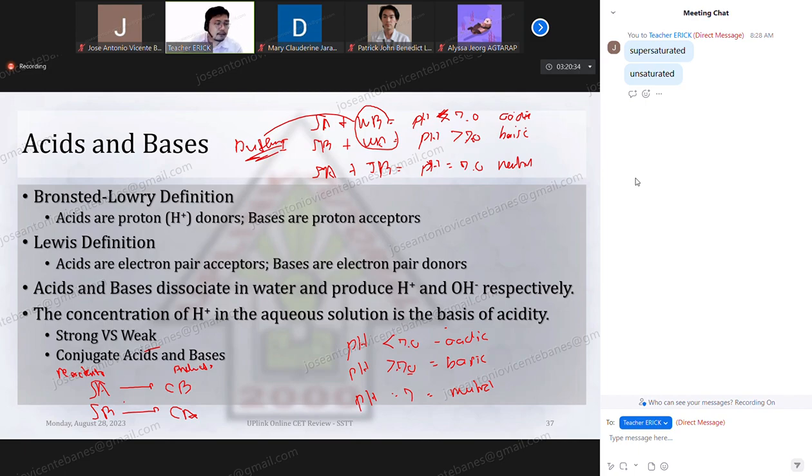Now, take note of the definitions: Bronsted-Lowry, Lewis, and Arrhenius acids. Bronsted-Lowry: acids are proton donors, and bases are proton acceptors. For the Lewis definition, acids are electron pair acceptors, and bases are electron pair donors.